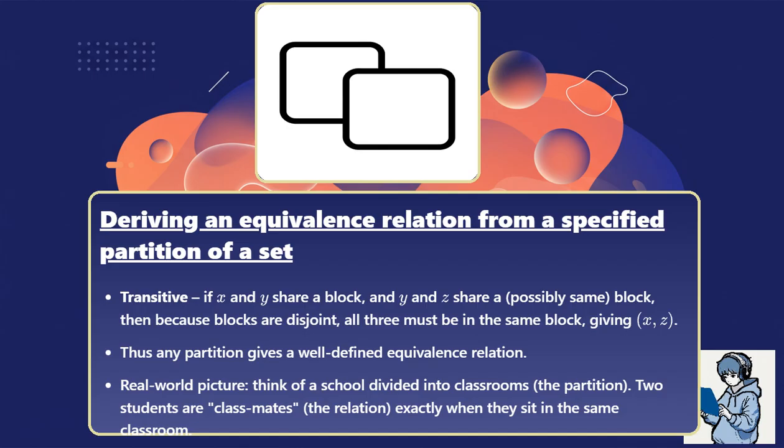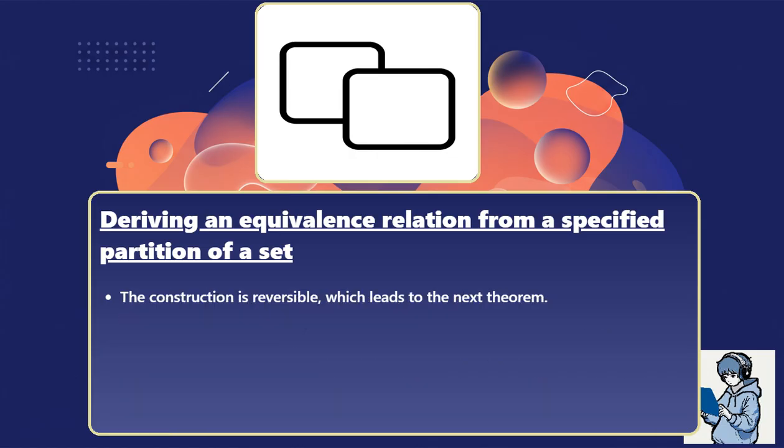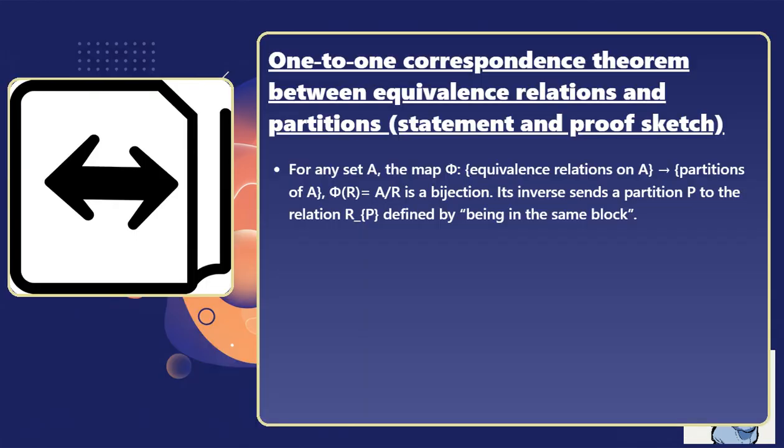Real-world picture: think of a school divided into classrooms, the partition. Two students are classmates, the relation, exactly when they sit in the same classroom. The construction is reversible, which leads to the next theorem. For any set A, the map phi from the set of equivalence relations on A to the set of partitions of A, defined by phi of R equals A over R, is a bijection. Its inverse sends a partition P to the relation R sub P defined by being in the same block.